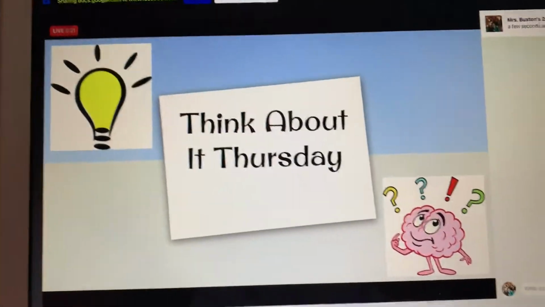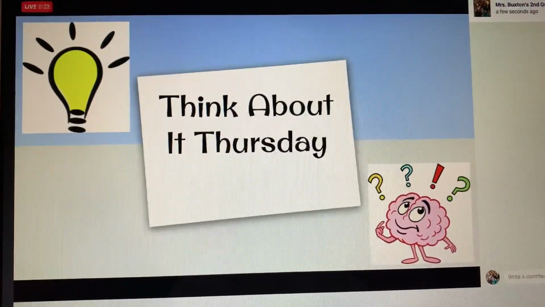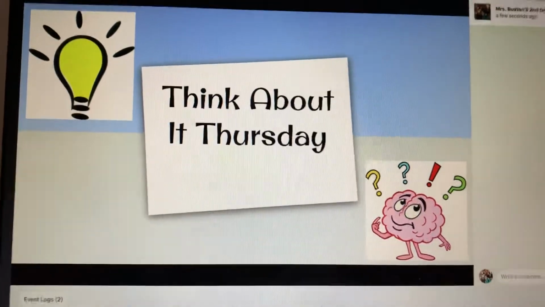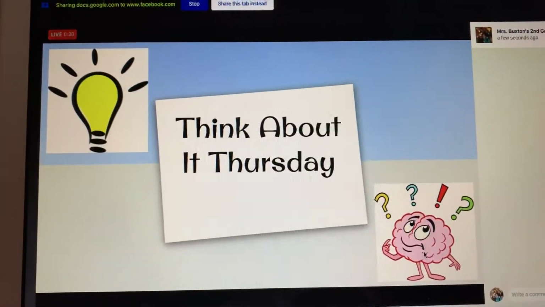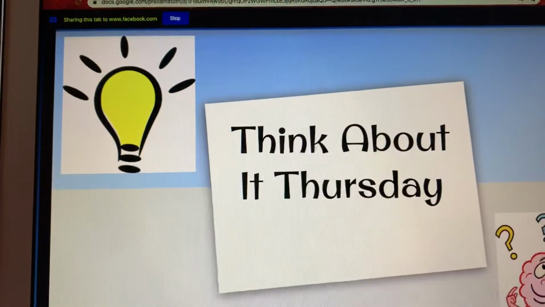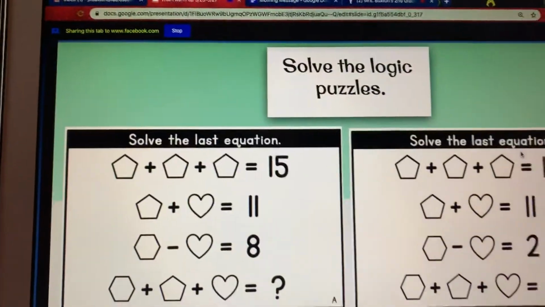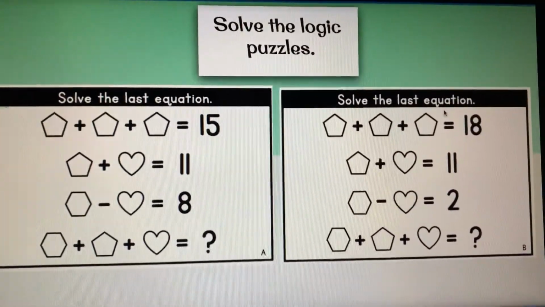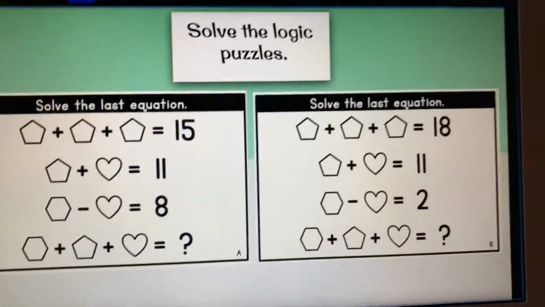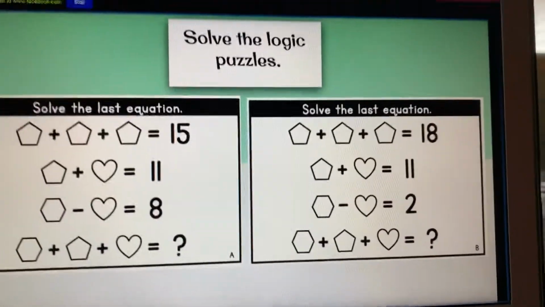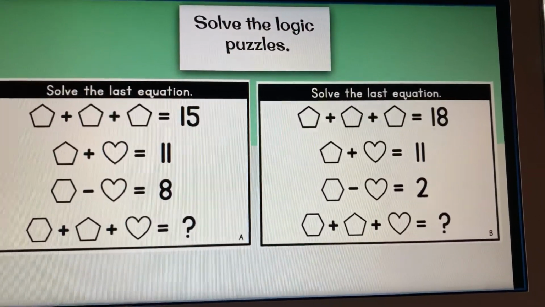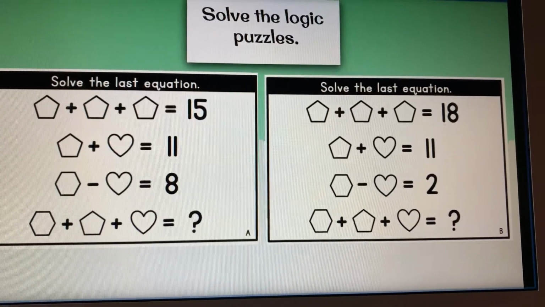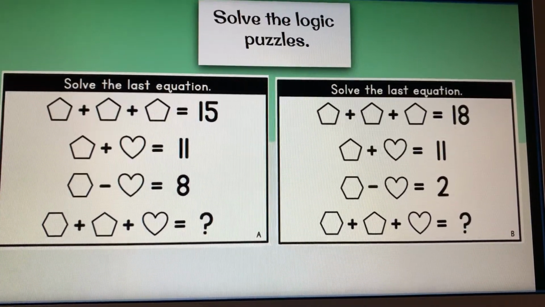So it's Think About It Thursday, and I have some new logic puzzles and some brain teasers for you. So I'm just gonna click through here, hopefully. All right, so it says solve the logic puzzles. So it says solve the last equation. So each of these first ones gives you some shapes that have a total. So you need to figure out what each of those shapes has for a value, and then you're gonna need to figure out the total.